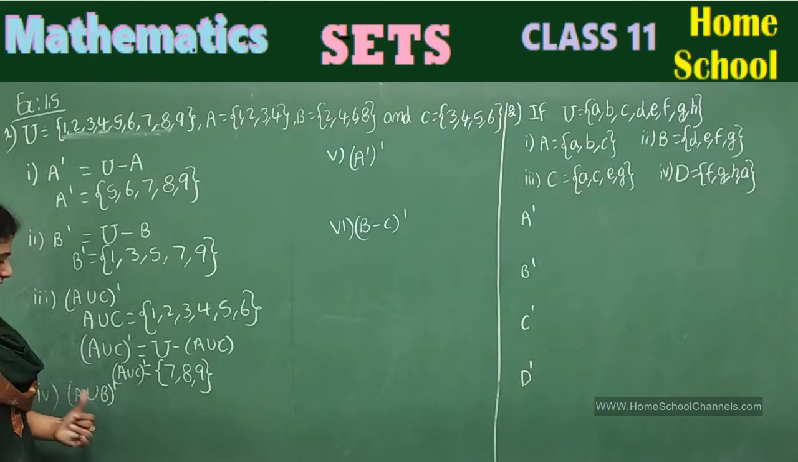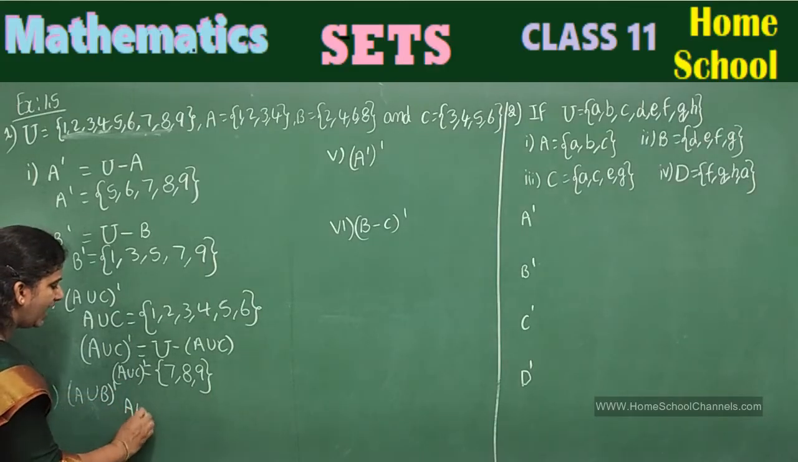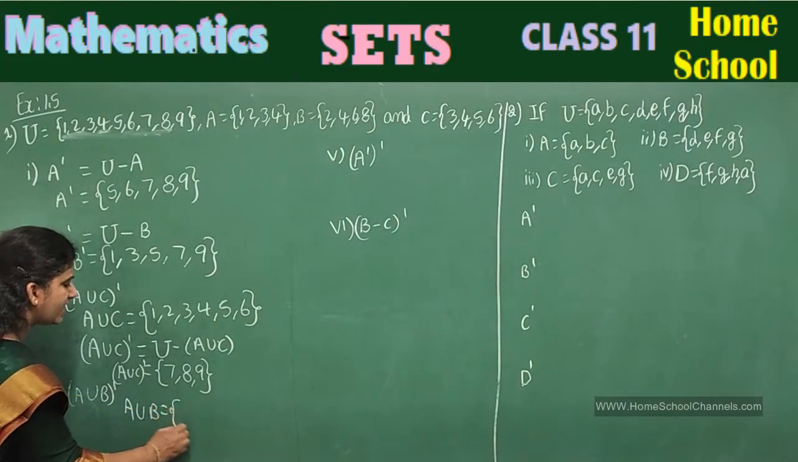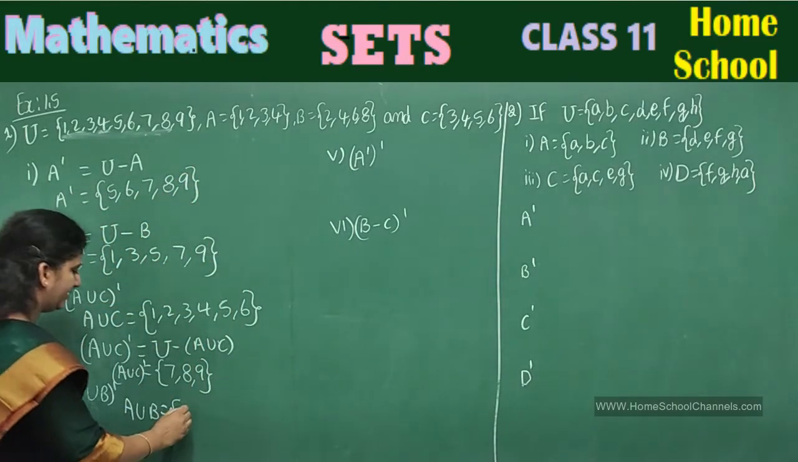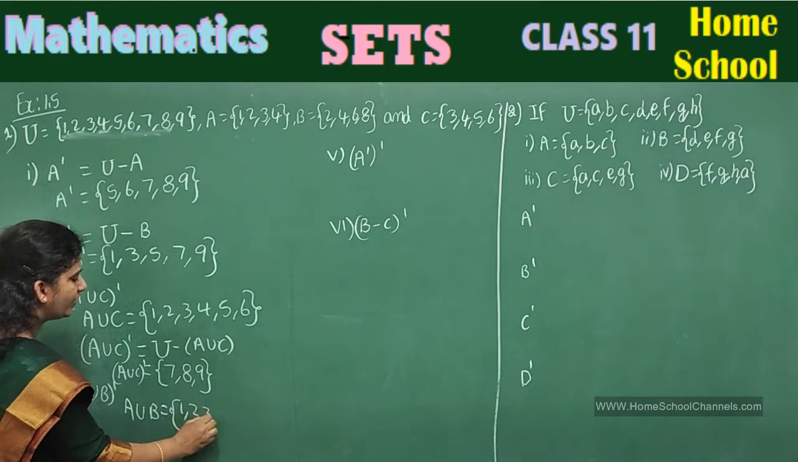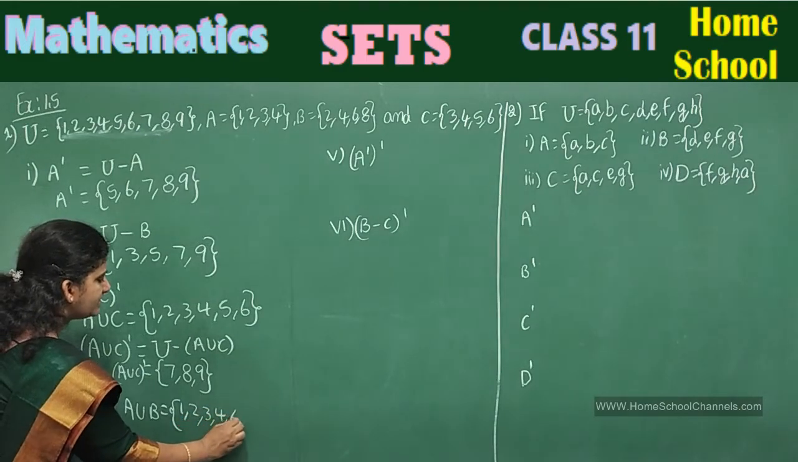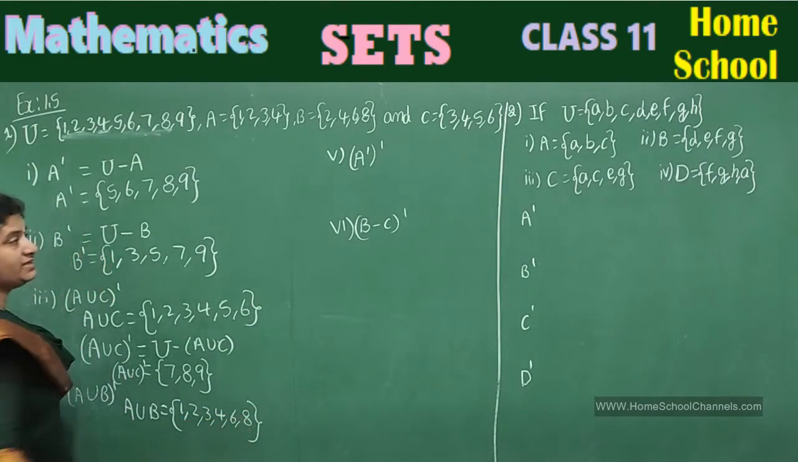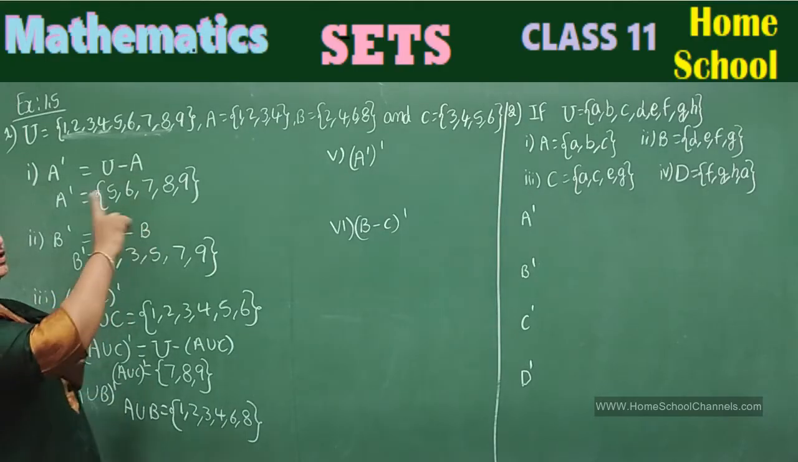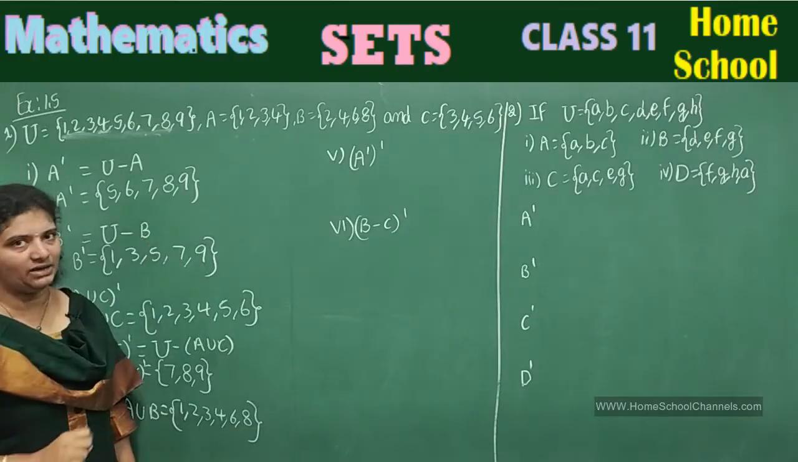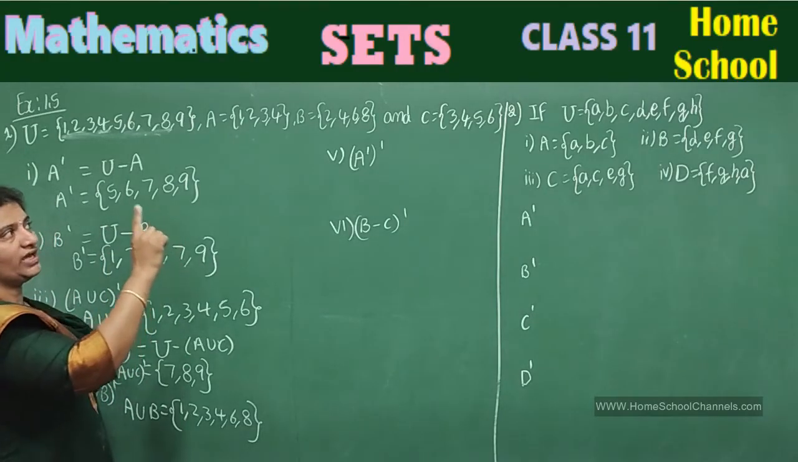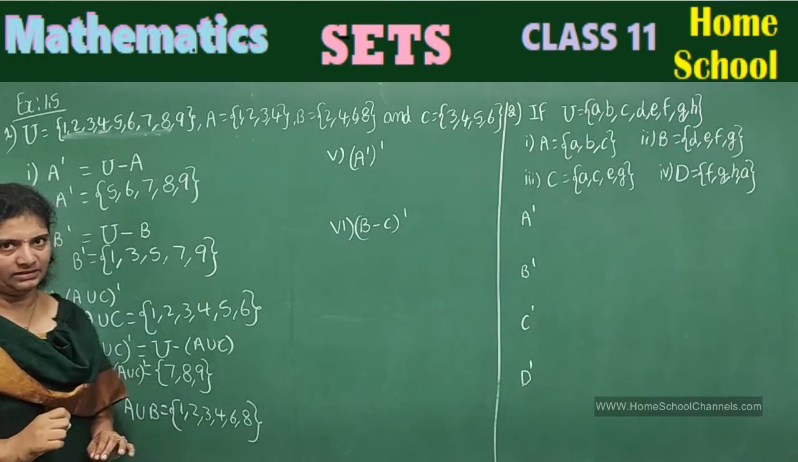Very simple. See the fourth one, A union B whole complement. Same manner, first find A union B. What is A union B? 1, 2, 3, 4, 2, 4, 6, 8. Yes, 2, 4 is repeated. 2, 4 write one time. Along with 2, 4 write all the remaining elements. 1, 2, 3, 4, 6, 8.